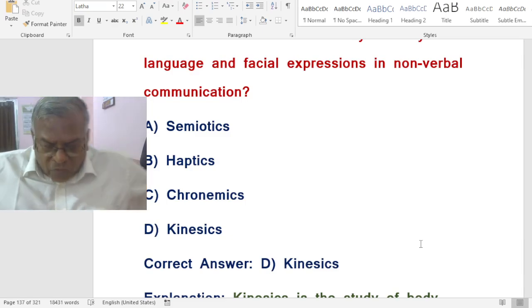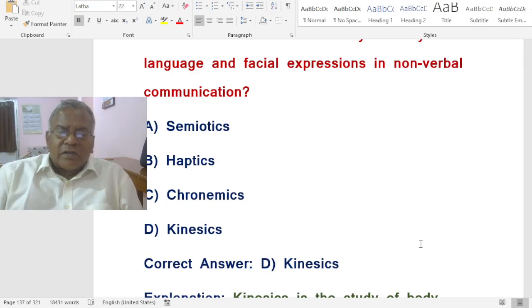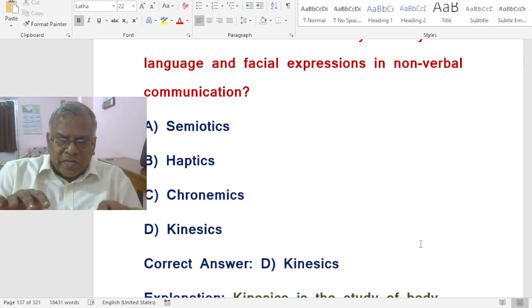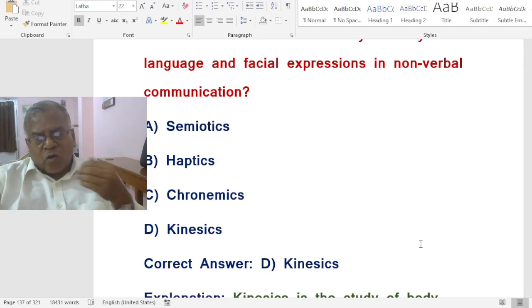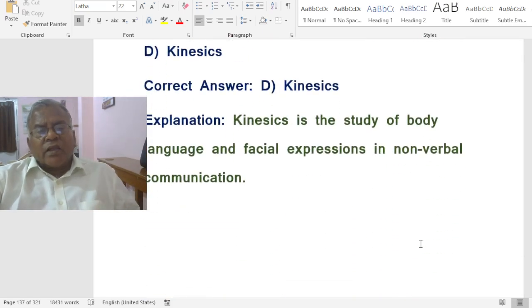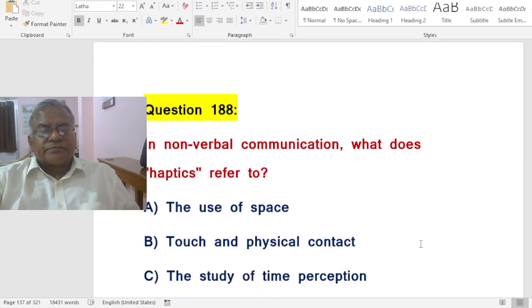In case you don't know the answer, immediately put it in the system. Type out what is the meaning of semiotics, you will get it. Like that you have to gain knowledge in this area. Kinesics is the study of body language and facial expressions in non-verbal communication.